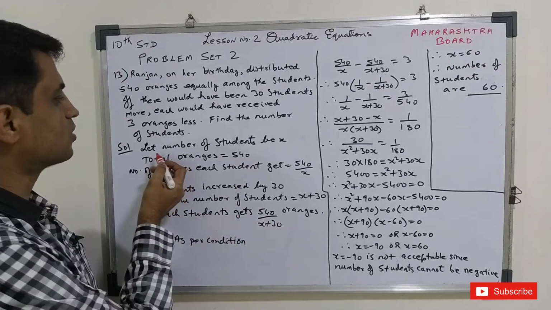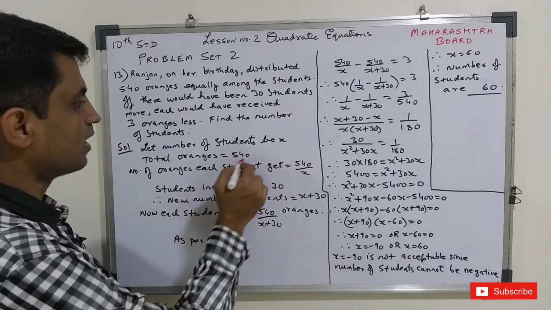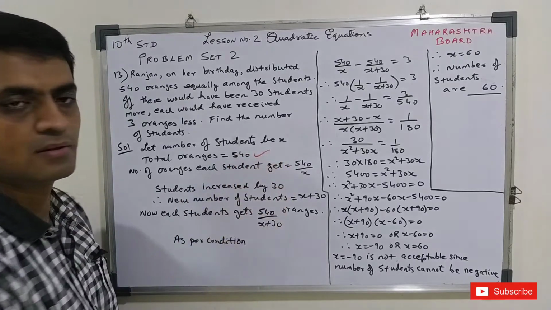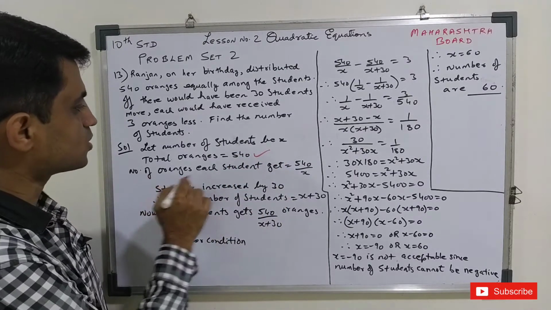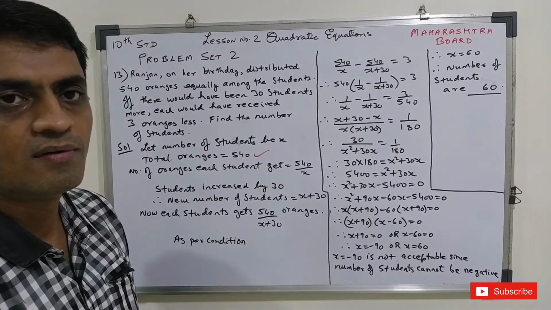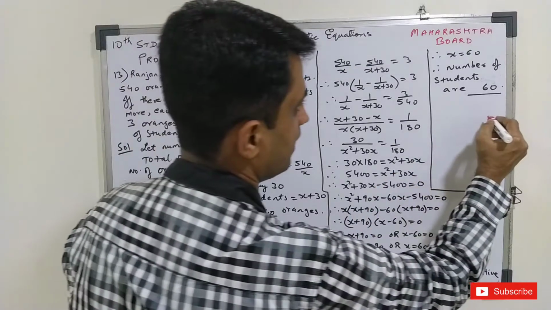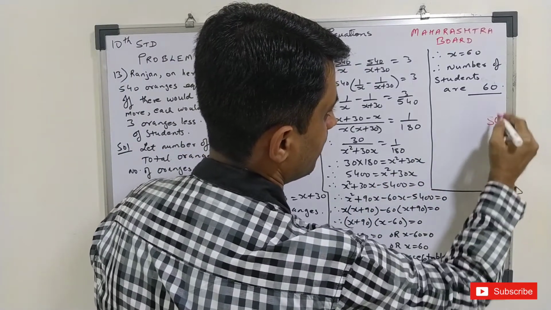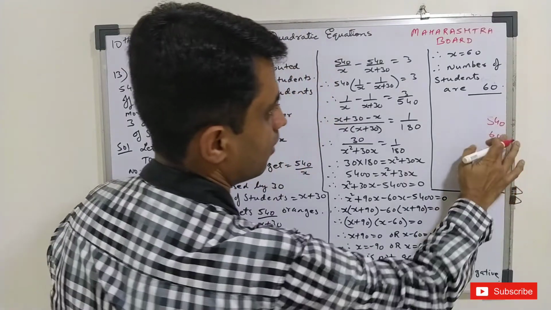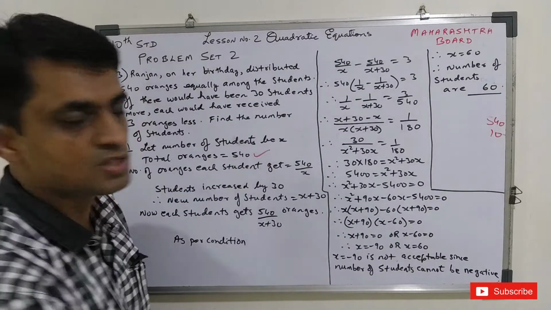So since we don't know, we have written: let the number of students be x. Now there are a total of 540 oranges. So how much will each student get? Number of oranges each student gets will be what? Yes, 540 upon x. For example, 540 oranges are there and number of students are 60. Or you can say number of students are suppose 10. So how much will each student get?